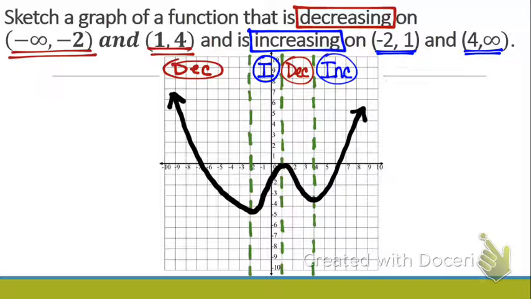So negative infinity to negative 2 tells me that I'm looking over here on the x-axis. Oh, I got you. From 1 to 4 tells me that I'm here on the x-axis. Okay. Does that help? Yes. Okay. All right. Last couple minutes.